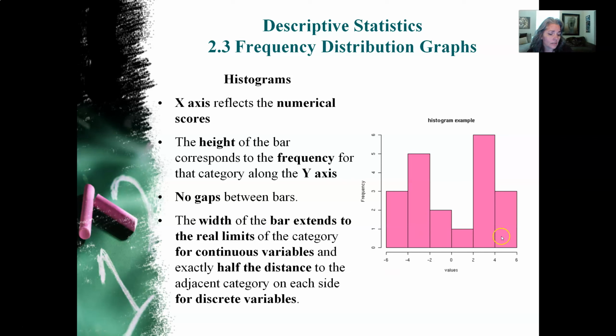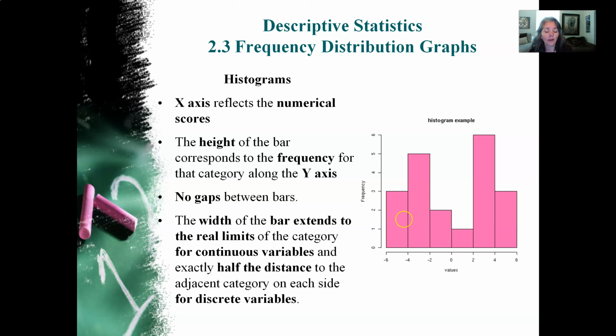Histograms, notice that these are all touching, okay? So it's like a bar chart, only they're touching, they're kissing. Why? Because this is representing interval ratio data, continuous variables, where they can be broken down into smaller and smaller parts, so there are no gaps, right? But the width of the bar itself extends to the limits, to the real limits associated for that particular category.